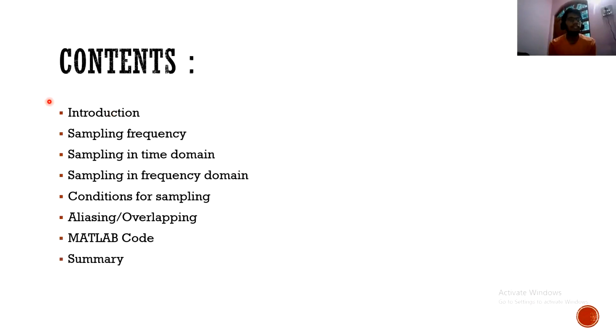The contents of this presentation are as follows. We will begin with an introduction. We will discuss the basic definition of sampling and why we need sampling, and further continue the discussion about the sampling frequency, which is very important in the sampling operation. Then we will discuss sampling in time and frequency, how they are related, and how they are equal in some way or other. Then we will discuss the conditions for sampling, and overlapping and how to avoid it. We will write the MATLAB code for our sample signal to better visualize the sampling process, and then we will conclude with a summary.